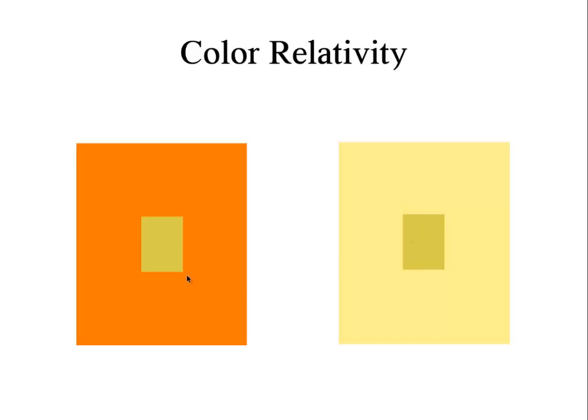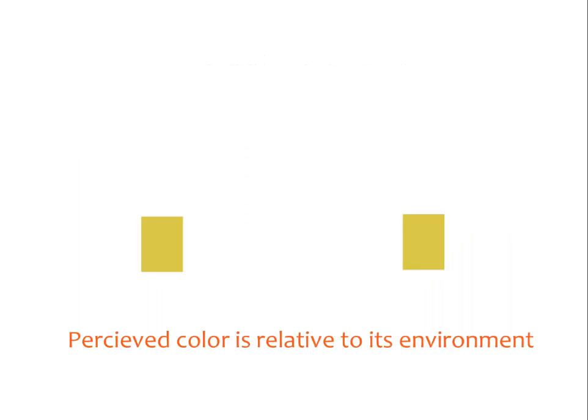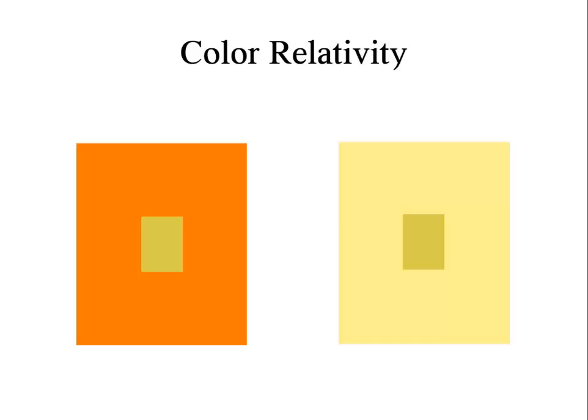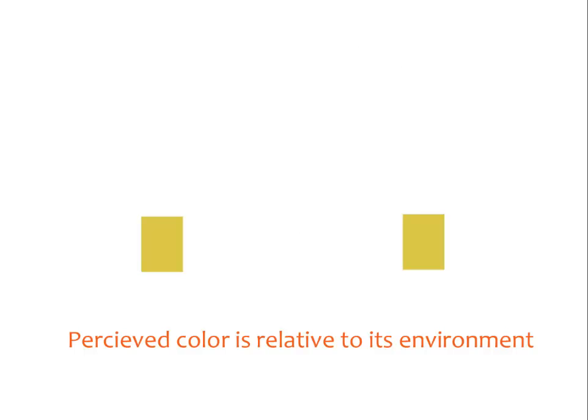Now, look at these two swatches here. Do you think they are the same color? Yes or no? If you answered no, then you are wrong. Both swatches are the same color, but it is because of color relativity that you perceive them to be different. So perceived color is relative to its environment. We tend to perceive color differently depending on what color is surrounding it.